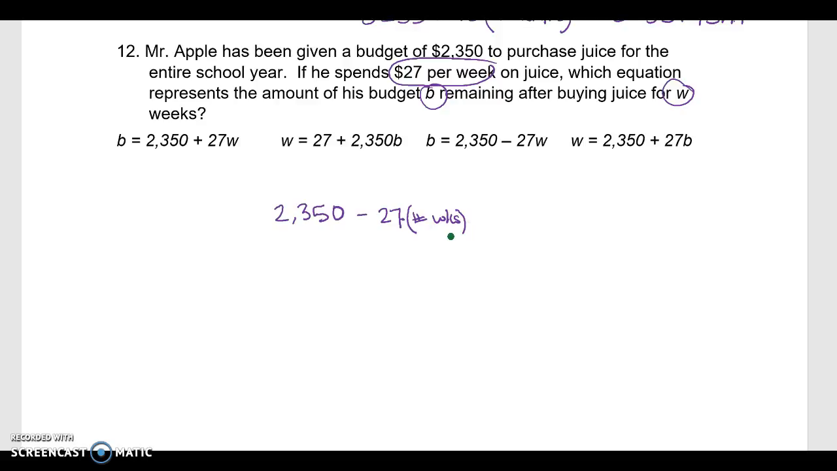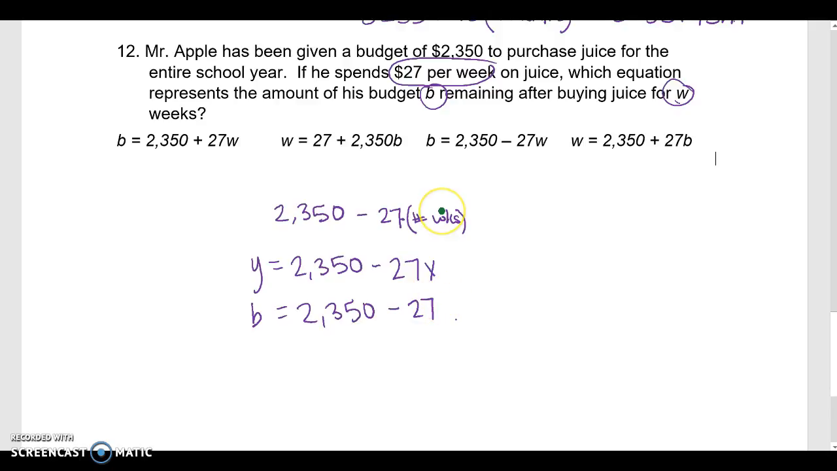Now I know I can always write this in Y equals 2,350. Since I'm multiplying this 27 times something, I'm just going to put X just to hold my place. Now it says, which equation represents the amount of budget, B, remaining after juice in weeks? All right, so the number of weeks, right, determines his budget. So I'm going to change this Y to B equals 2,350 minus 27, and instead of X, it's going to be B.